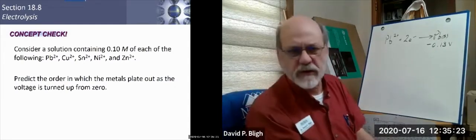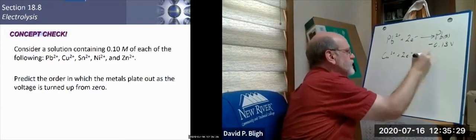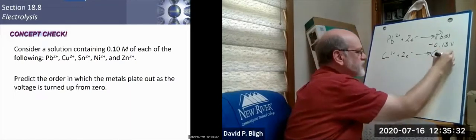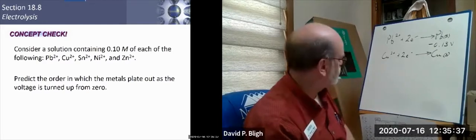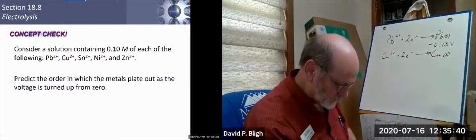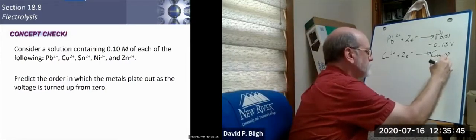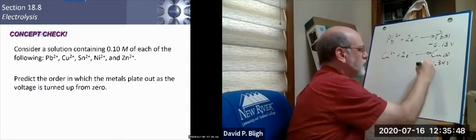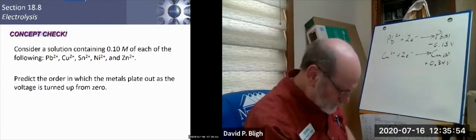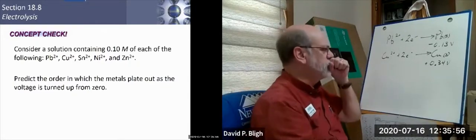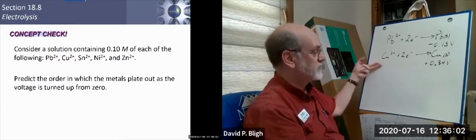So what are other options? Copper 2+ plus 2 electrons. The standard potential for copper 2+ to copper metal, here it is, is 0.34 volts. In order to drive this reaction, actually this is spontaneous.